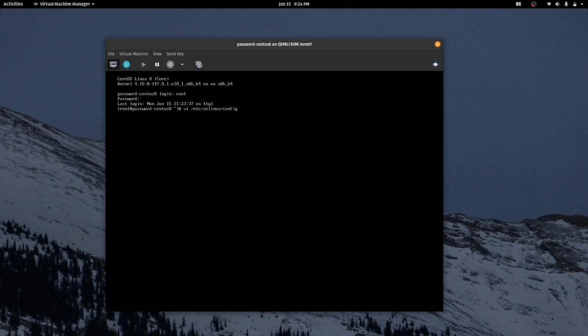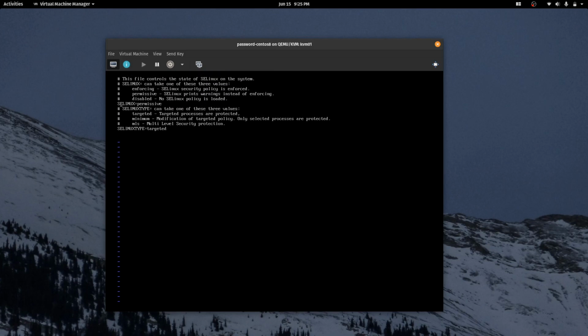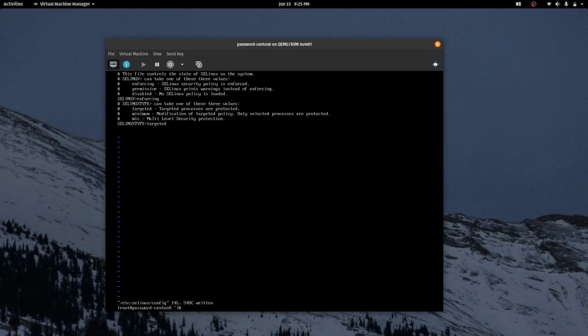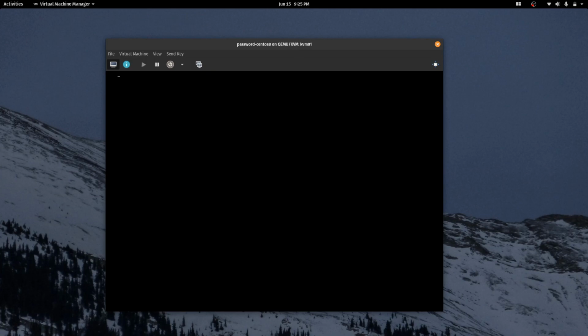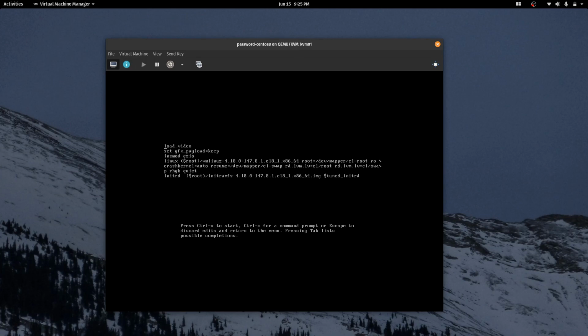So I'm going to go back to the SELinux config. We're going to set this back to enforcing. All right, we're going to reboot. And so we're going to do good old rd.break. And this time autorelabel=1. So I believe this will do the same as touching the autorelabel file. Well, let's see.